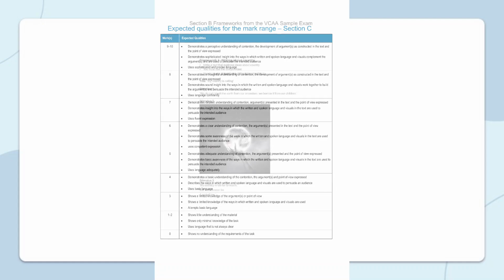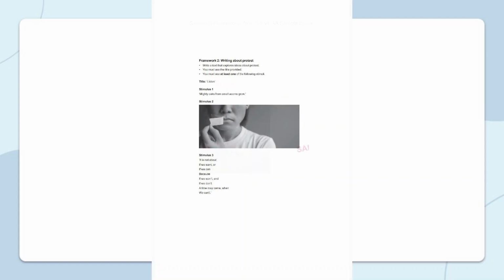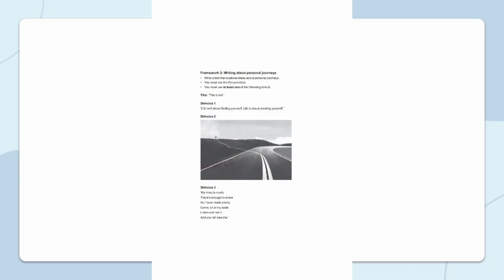Then there's some frameworks. Now these frameworks have come from, this is for section B, they've come from the sample exam. So you've probably already got these from your teacher anyway, but they're the sample ones from this year's sample exam. So every year, VCAA will release a sample exam to give you an idea of what the exam's going to be like. So this is from the official sample exam. So this is the kind of thing that you can expect for your stimulus. So you can see the types of titles that they choose. You can see the types of stimuli.